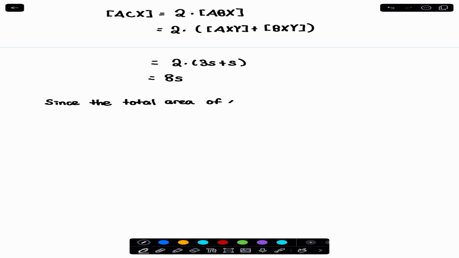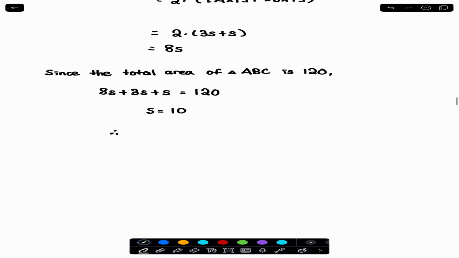So this is how I would write my solution, since the total area is 120. This means we need to add up all 3 areas and set them equal to 120. You can solve this and see that S ends up being 10. So this means the area of triangle BXY is 10.